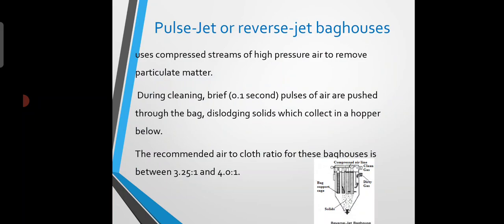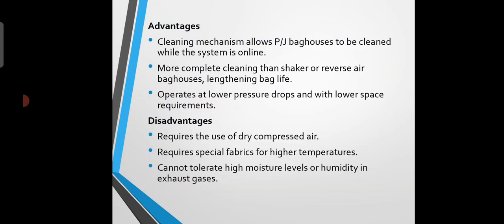Next we have pulse jet type of bag houses. This uses a compressed stream of high pressure air to remove particulate matter. During cleaning, brief pulses of air are pushed through the bag, dislodging solids which collect in a hopper below. The recommended air to cloth ratio of these bag houses is between 3.25:1 and 4:1. The advantages are they allow the cleaning mechanism to be cleaned while the system is online, and more complete cleaning than shaker or reverse air bag houses.